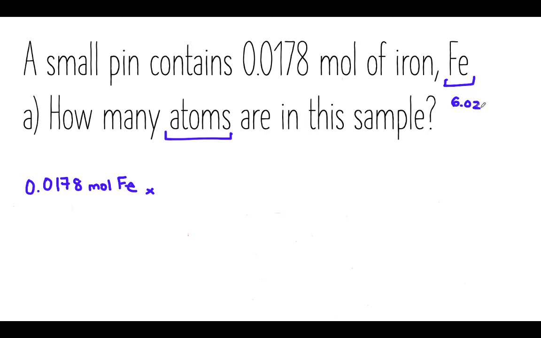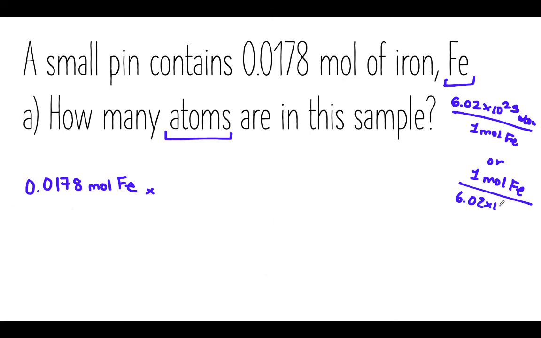So 6.02 times 10 to the power of 23 atoms in 1 mole of Fe, or 1 mole of Fe over 6.02 times 10 to the power of 23 atoms. Right, so these are the 2 conversion factors that I can get based on the fact that I'm given Fe in my question. So I want to cancel out the unit of moles of Fe, and I want atoms to end up as my answer. So I'm going to write atoms at the top and moles of Fe at the bottom. So for every 1 mole of Fe, there are 6.02 times 10 to the power of 23 atoms.